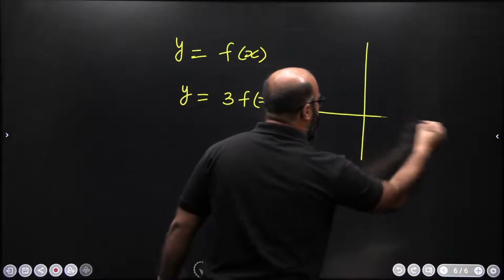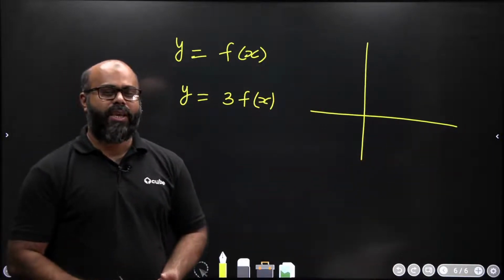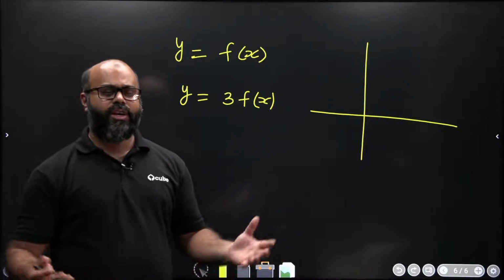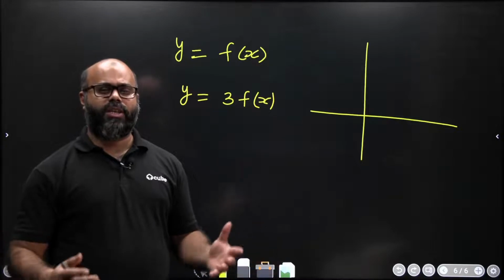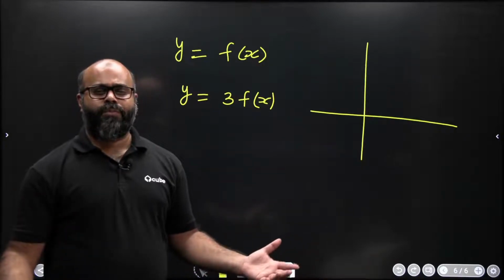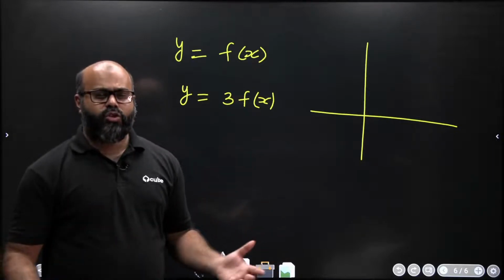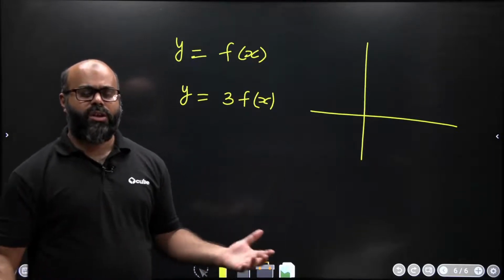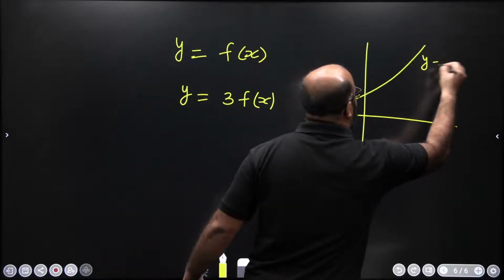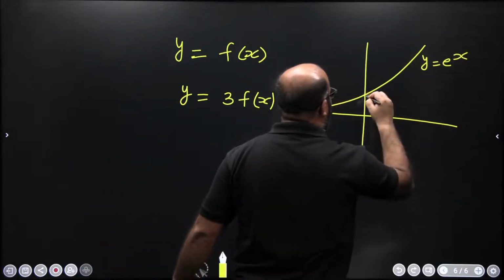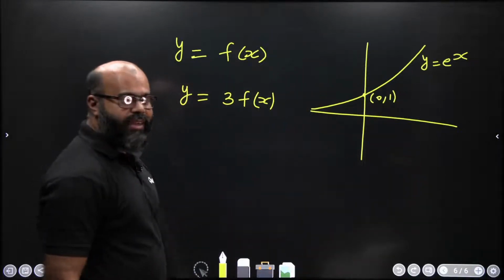Now I will take a different function here. Suppose I am taking e to the power x. We already discussed an algebraic function, x to the power 4. We already discussed a modulus function, and we have already discussed a trigonometric function. So now I am talking about the exponential function. The exponential function is e to the power x, whose graph is like this: y is equal to e to the power x, and this point is 0, 1, where it is intersecting the y axis.